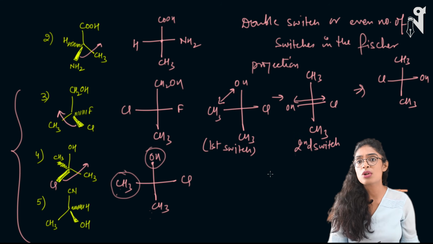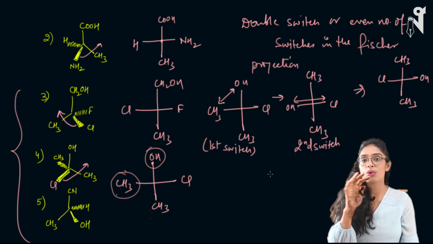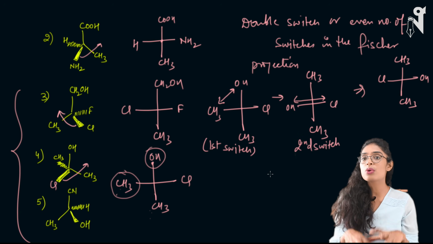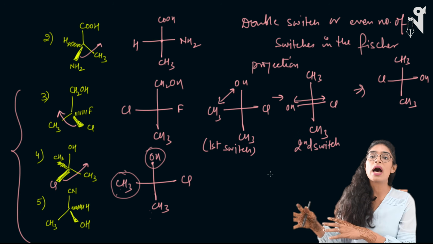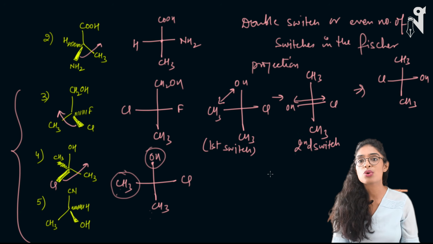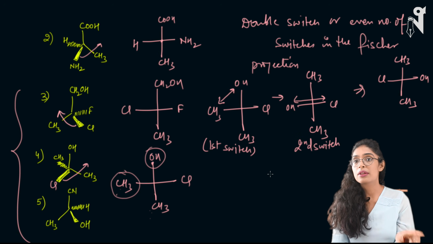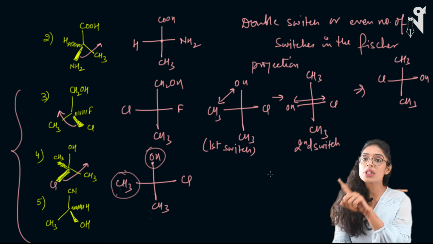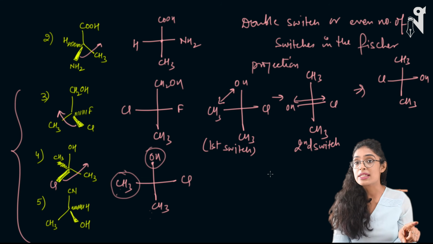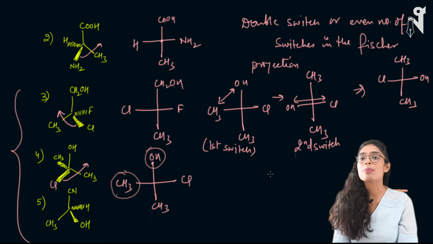How has the configuration not changed? How do you know about it? You don't know it right now, but when we learn R and S, I'll come back to the same question and show you that R and S are the two different isomers of the optical compounds. So we will see the configuration will not change. If this particular compound is R, then after two switches it will still remain R, and if it is S, after two switches it will still remain S. Okay.